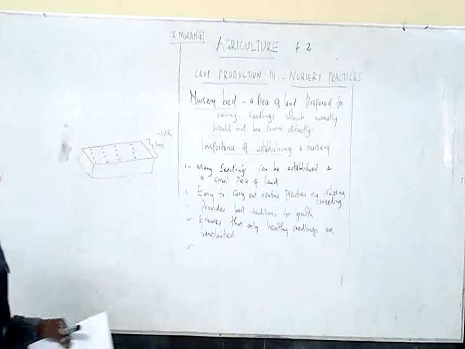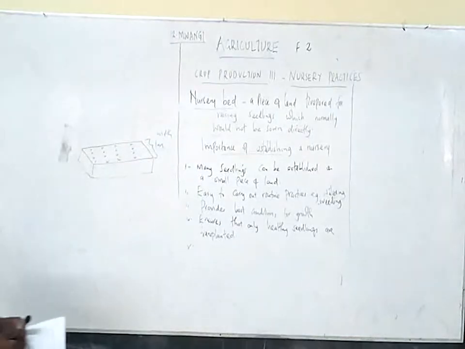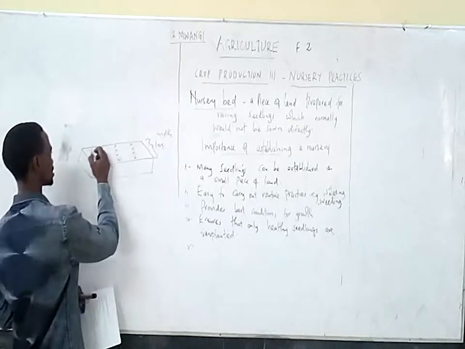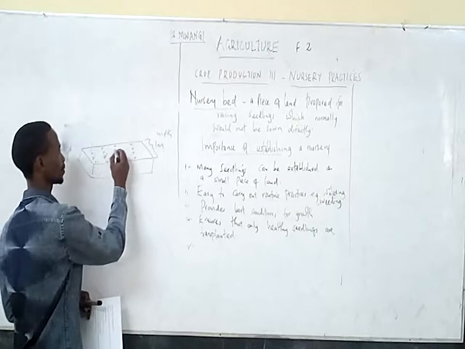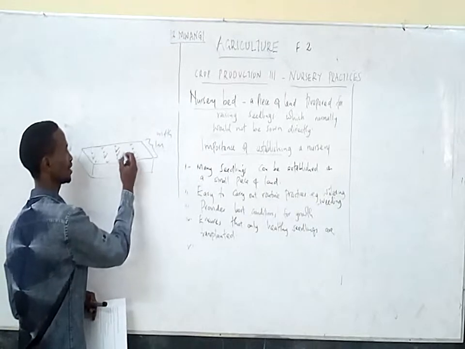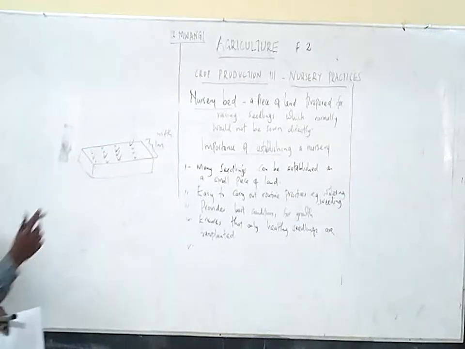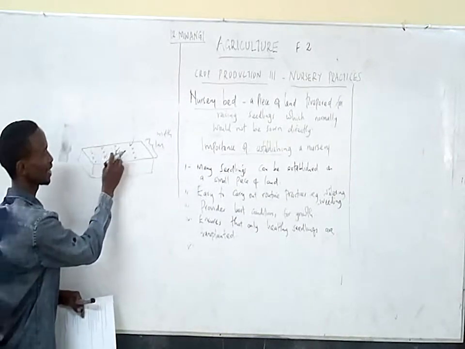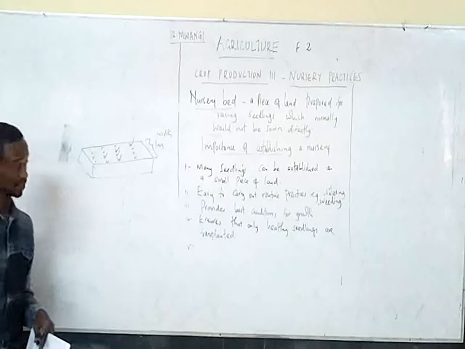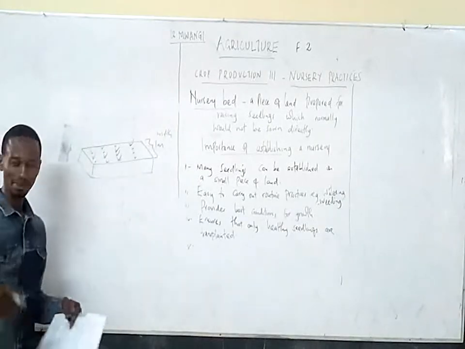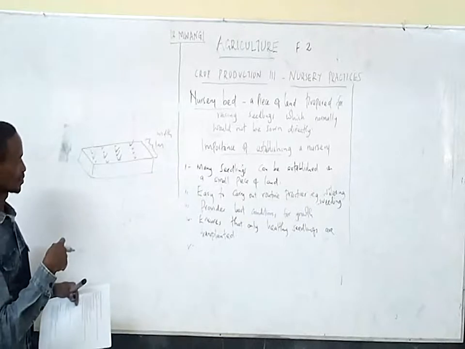Only healthy seedlings are transplanted. How is it possible? When you are transplanting your seedlings from the nursery, you will find that some will grow healthier and stronger than others. So when you are transplanting, you begin by uprooting the healthy and large seedlings, the big seedlings. The others, the small ones, will be left to continue growing.